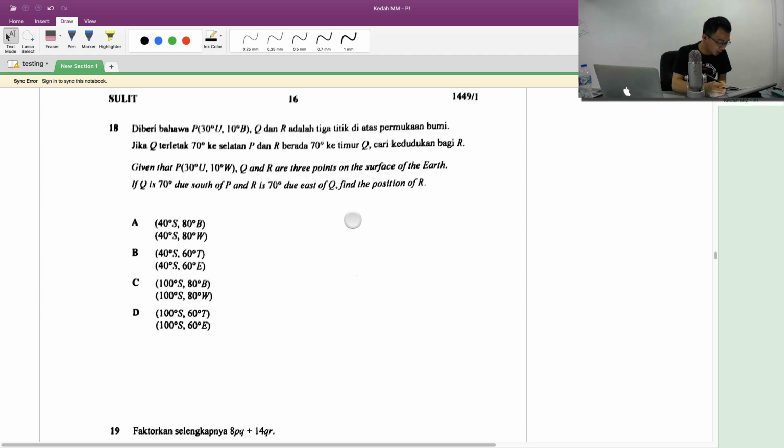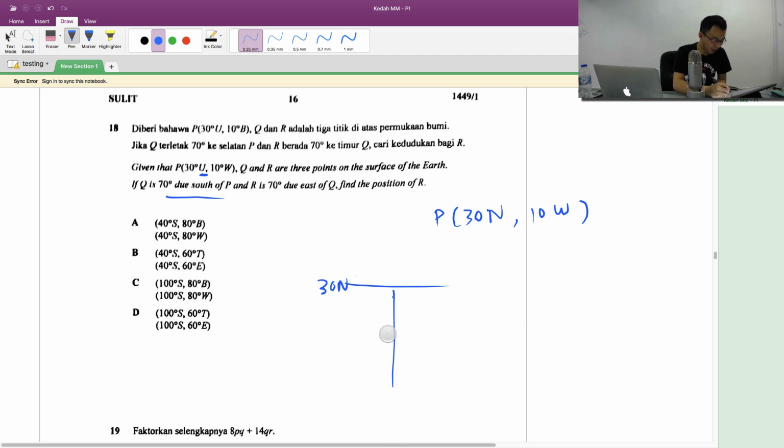So we know P is 30. I guess you forgot to change the U, it should be north. This is 100 west. If Q is 70 due north, then if this line we call 30 north is 70 due south, that means I'm going south 70 degrees. Then here, this one is P, this one will be Q.